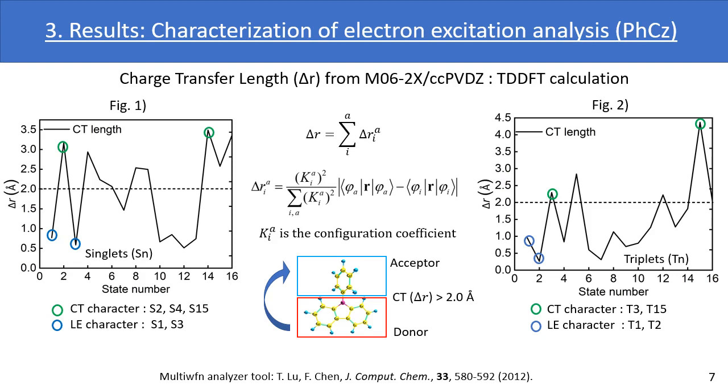Similarly, for the triplets, we identify the local excited states as T1 and T2, marked with solid blue, and states T3 and T15 are the charge transfer states, which are marked with solid green.